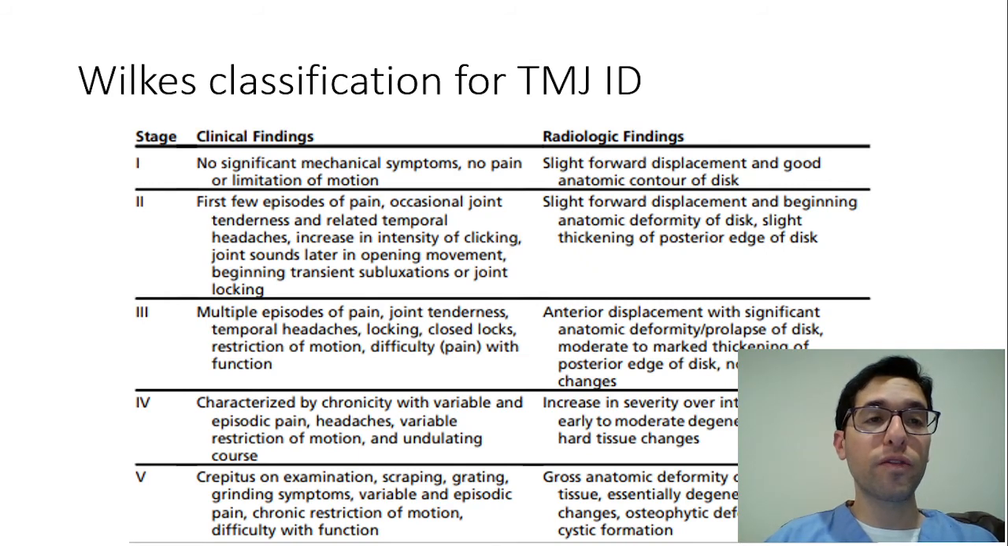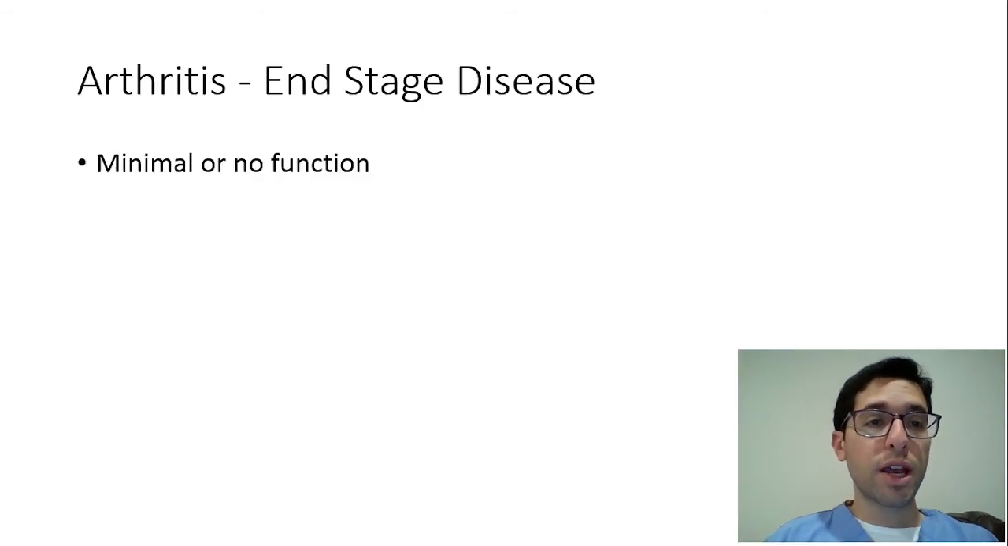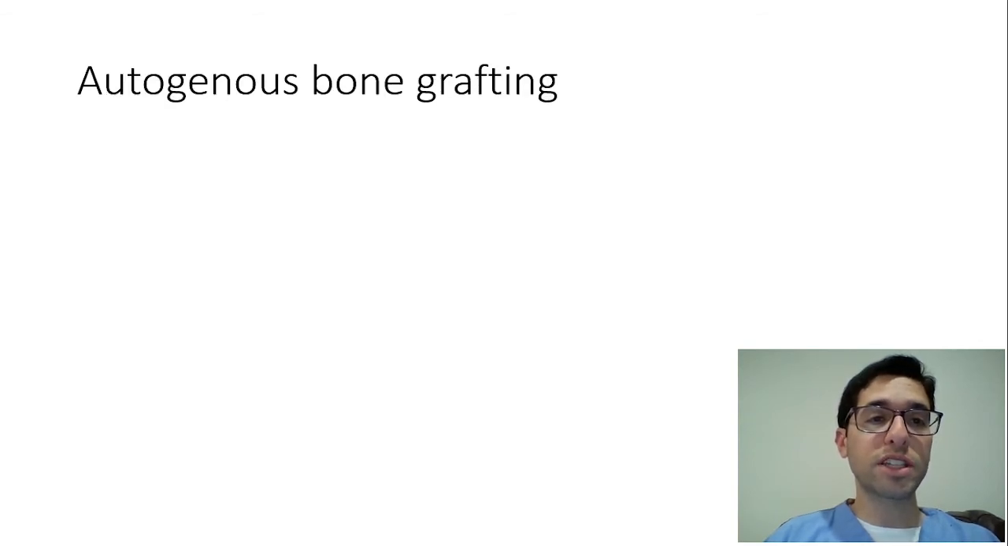And like we said before, very end stage Wilkes, like a stage Wilkes 4 or 5, at that point you're considering reconstruction. When we say end-stage disease, we usually mean in terms of function. It's a very simple definition. The patient cannot function, they cannot chew, it hurts, they can't open. So very end-stage arthritic disease.